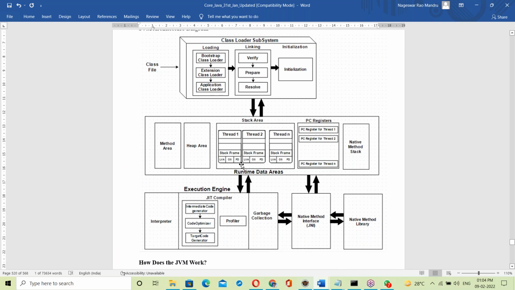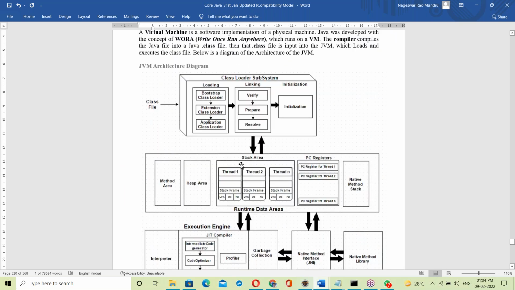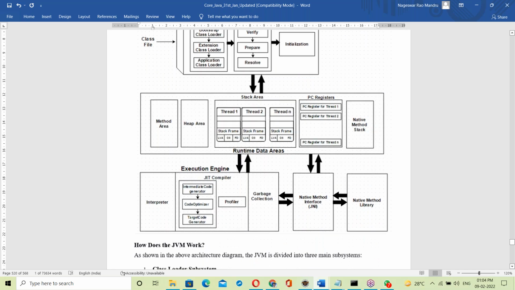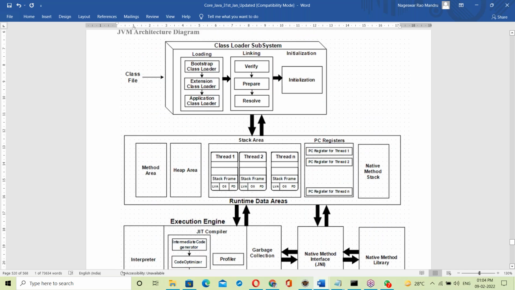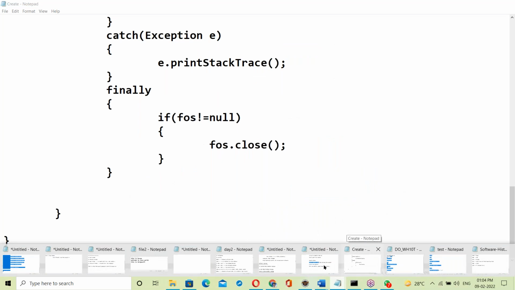Okay, the same thing I'm presenting. This is a diagram from Sunsoft, and I will explain the same thing to you. JVM topic, JVM architecture and all this. Okay, the duration of this course is 3 months.